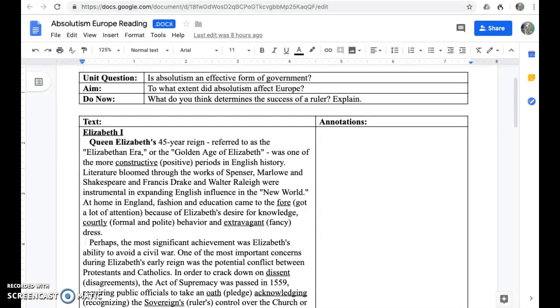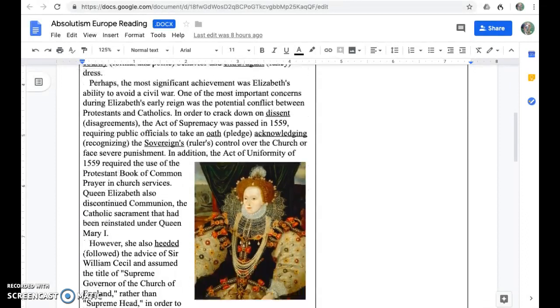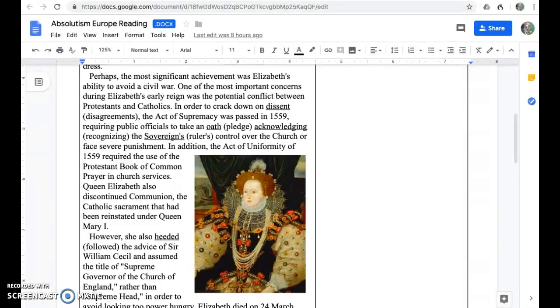At home in England, fashion and education came to the fore, or got a lot of attention, because of Elizabeth's desire for knowledge, courtly behavior, or formal and polite behavior, and extravagant or fancy dress. Perhaps the most significant achievement was Elizabeth's ability to avoid a civil war.